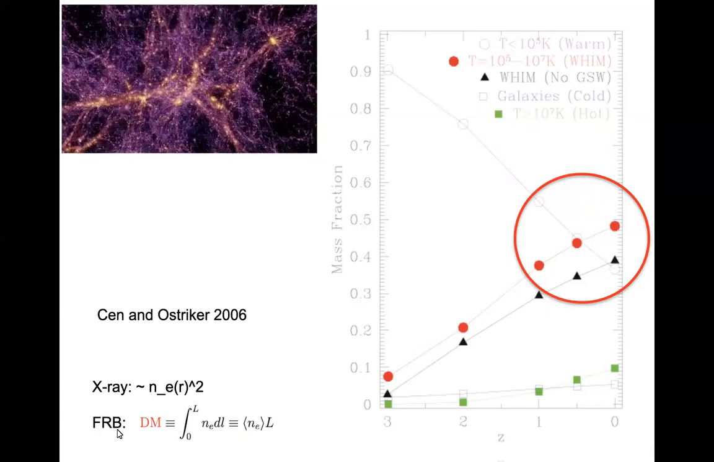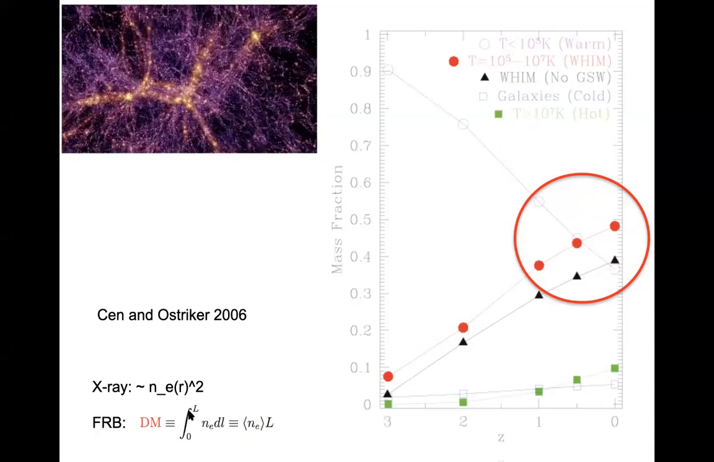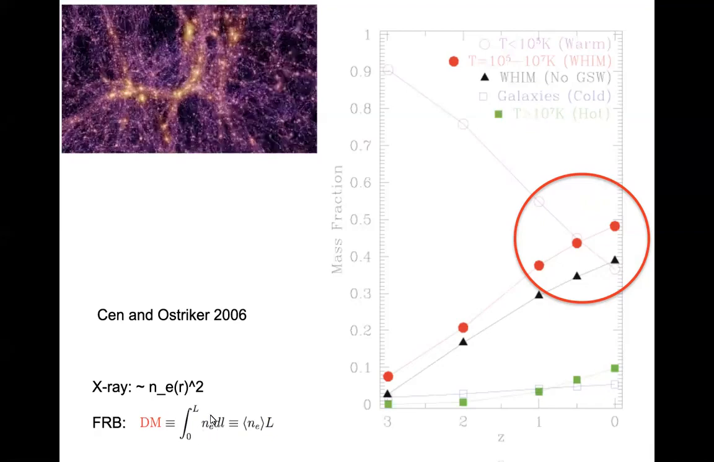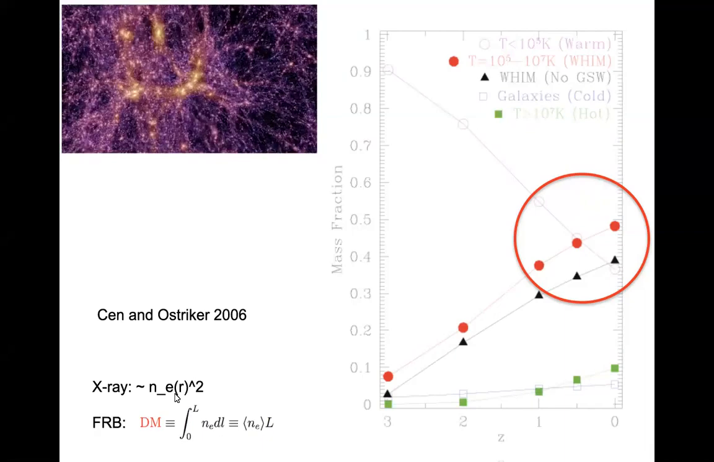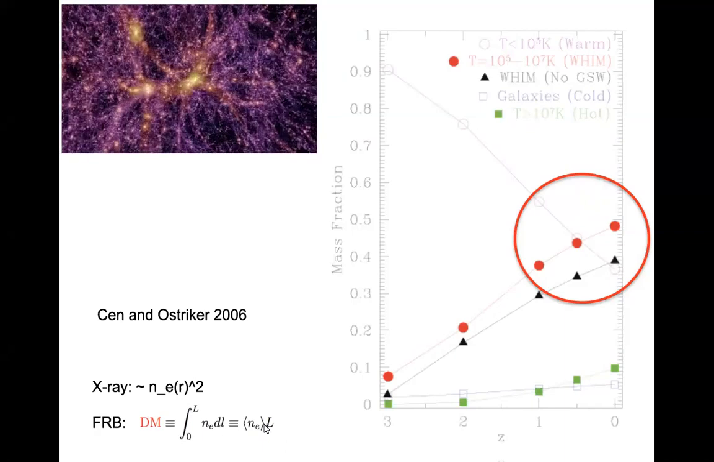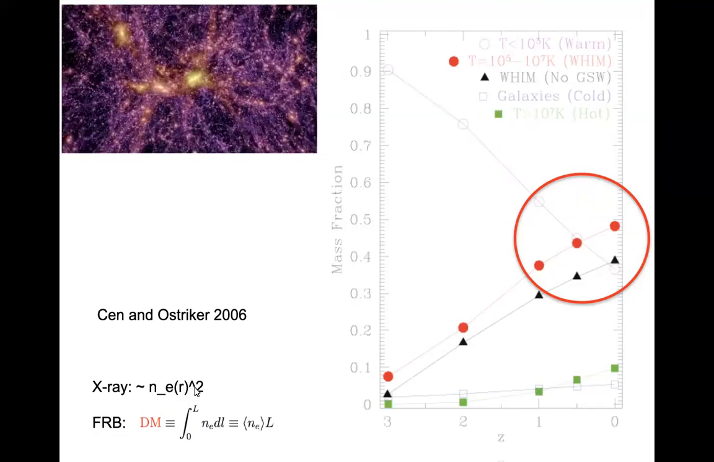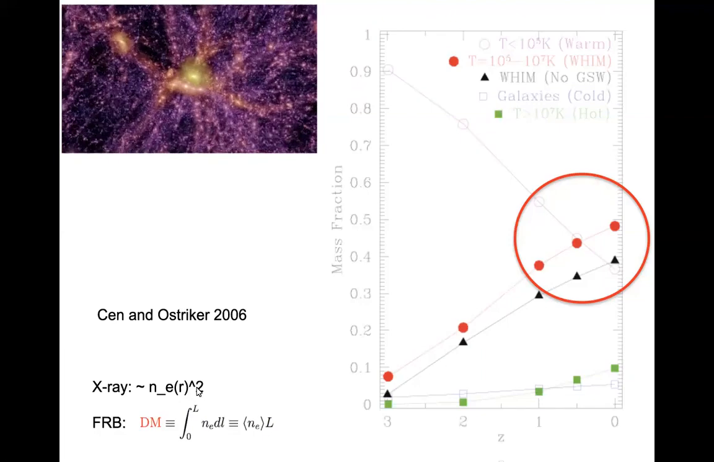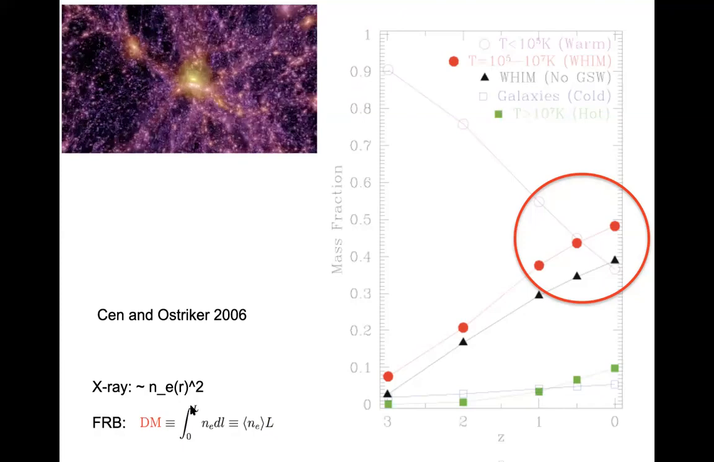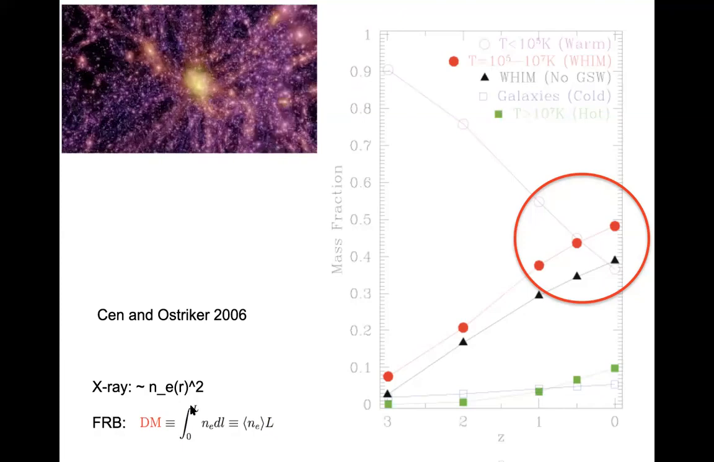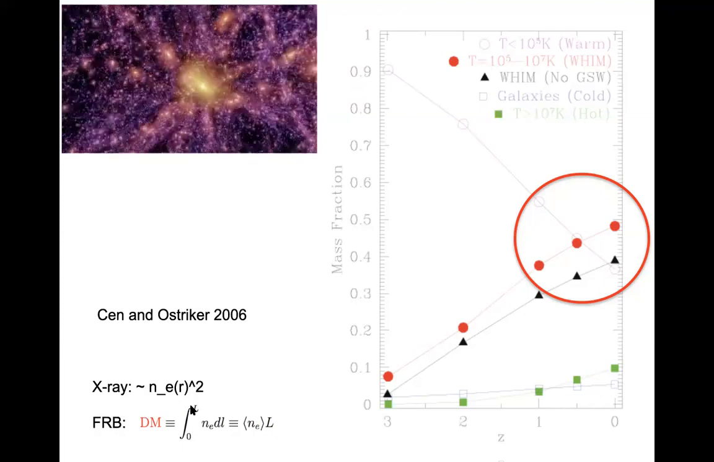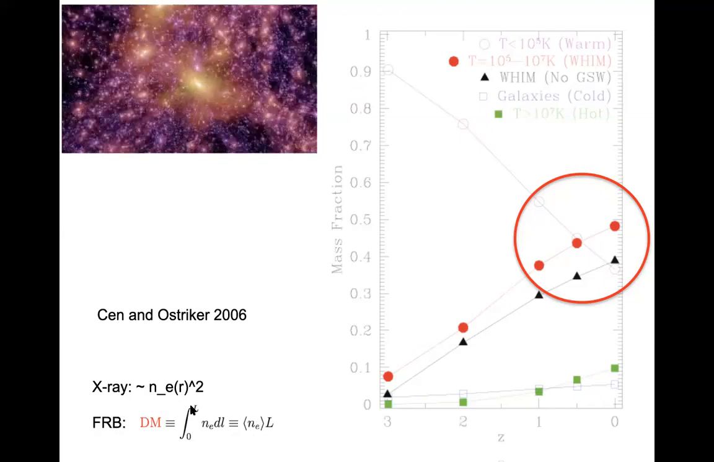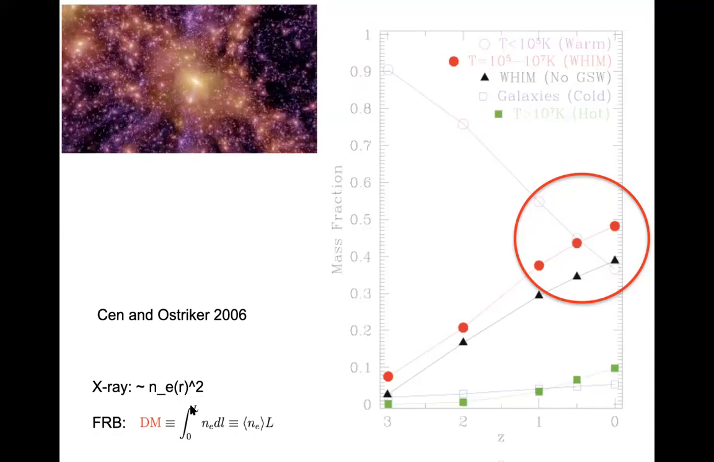But FRB is a unique probe, because FRB DM directly equals the integral of n_e over the line of sight. So whatever model n_e follows, you can just measure it, and there is no square effect that only allows you to locate the peak of the cluster. But the FRB DM would also be related to the filaments and other DM.